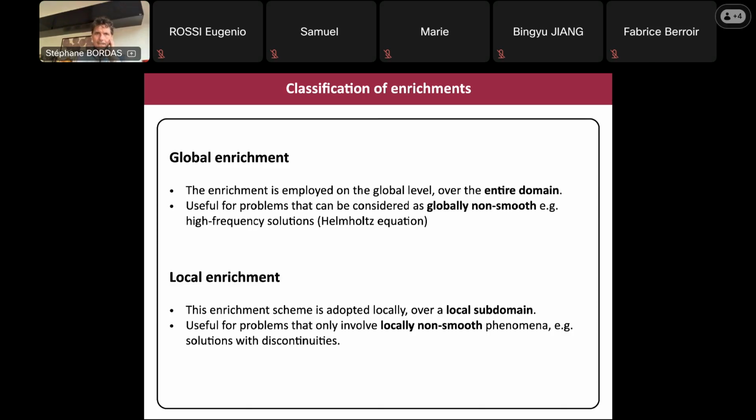Now, second question is, how do we actually enrich? Do we enrich globally or do we enrich locally? What does that mean? So the first idea, which came from Strang and Fix in 1971, is to enrich the whole domain with one function. So the whole domain will be enriched, and we will hope to capture the solution by a global enrichment.